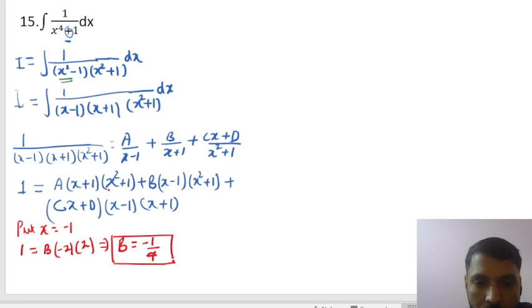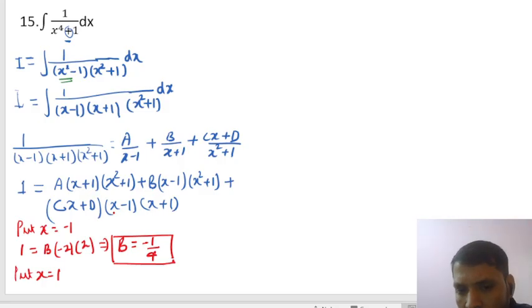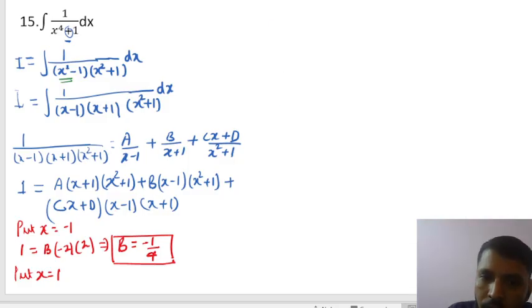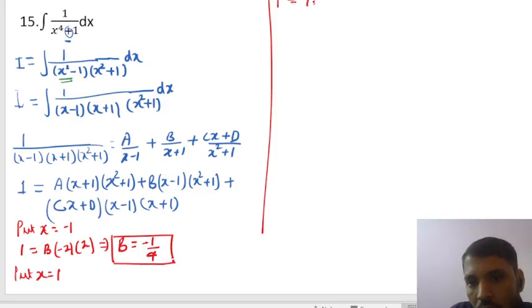Now we have to take another value. This time we are taking x is equal to plus 1. Put x is equal to plus 1 in the above equation. When we put plus 1, the b term will become 0 as well as c and d. Only a will remain, so 1 is equal to a into 2 and then into 2. That means from here a is equal to 1 by 4.